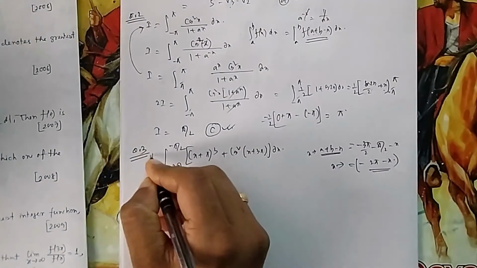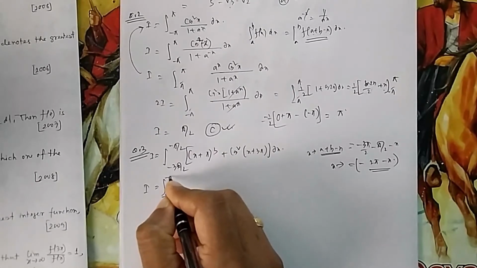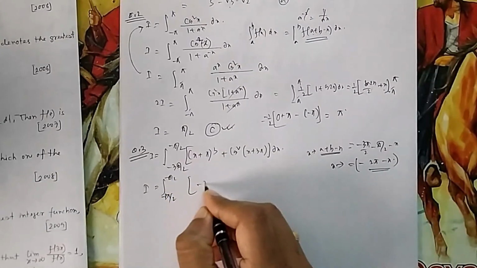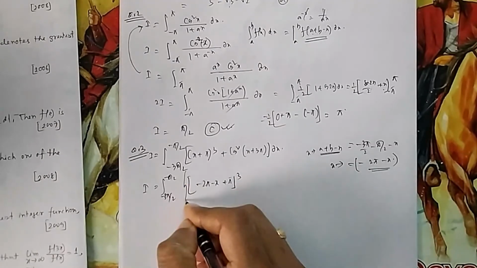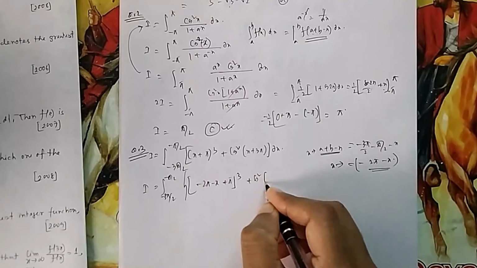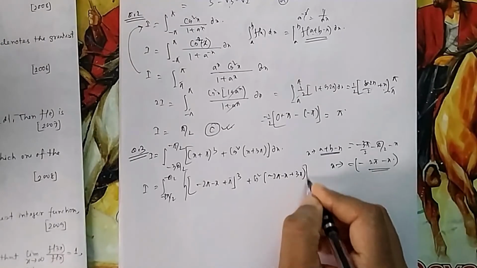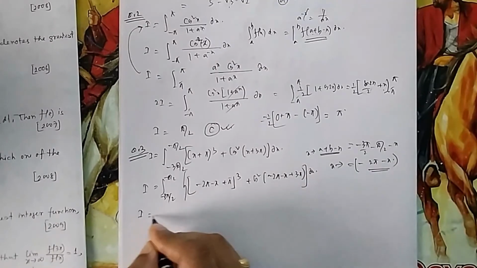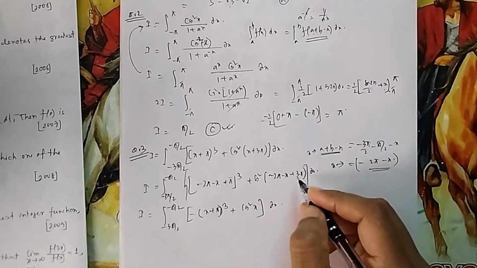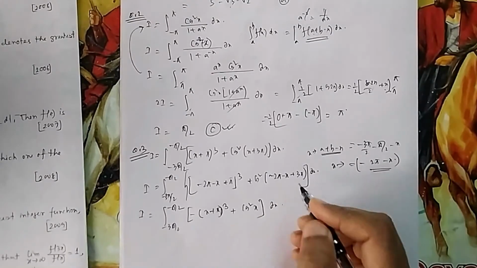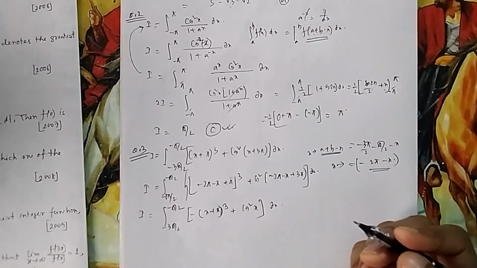So let me write it: I will be equal to the integral from minus 3 pi by 2 to minus pi by 2. Instead of x, it is minus 2 pi minus x plus pi whole cube plus cos square. Instead of x, it is minus 2 pi minus x plus 3 pi dx. So ultimately you will get this one. Cos of pi minus theta is minus cos theta. Cos pi minus x is actually minus cos x, but the square is there, so that will make it plus.